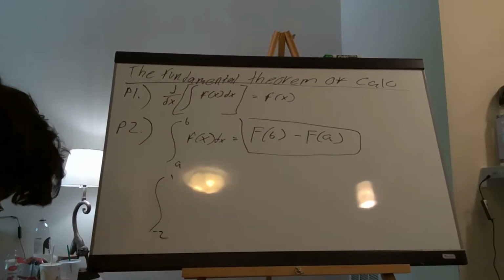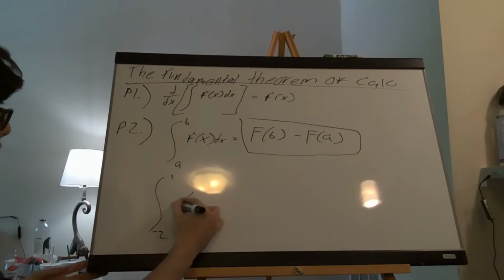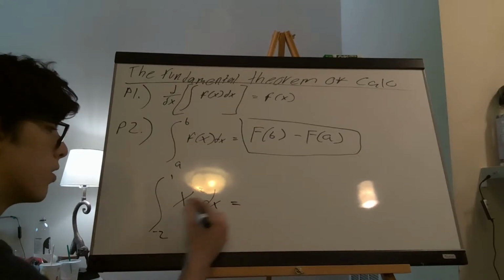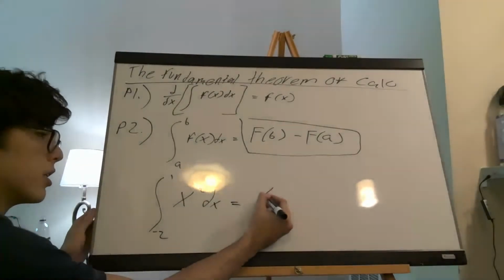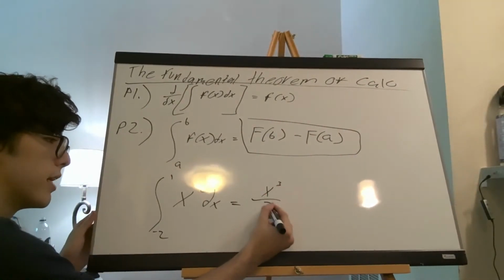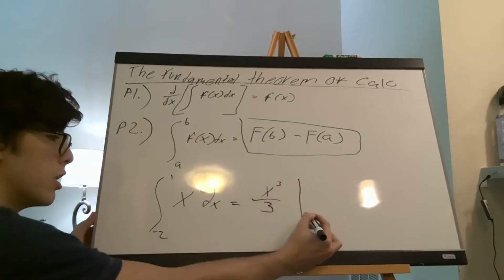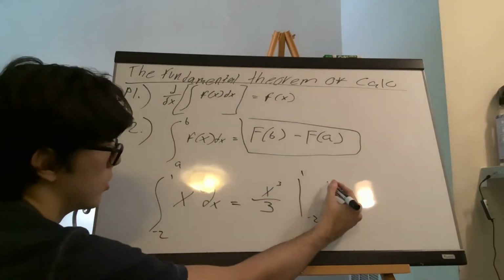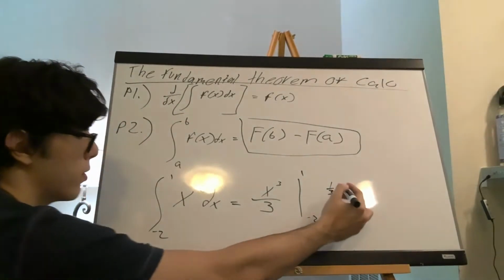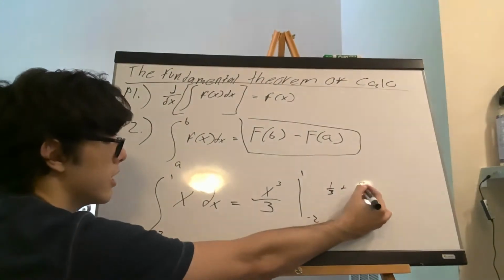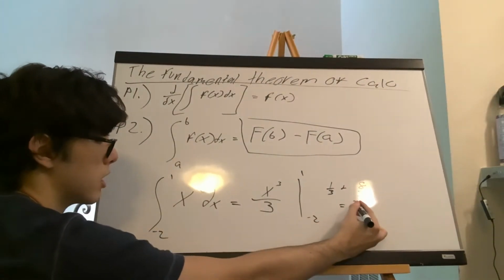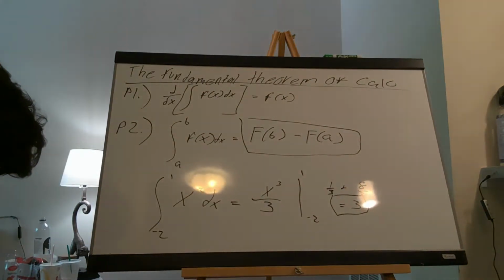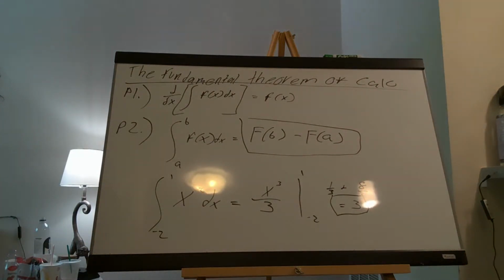The integral from -2 to 1 of x squared dx equals. So we want to take the antiderivative. We're going to raise the power by 1 and divide by the new power, from -2 to 1. So 1/3 plus 8/3 equals 3. That was a fun little cute one to do.